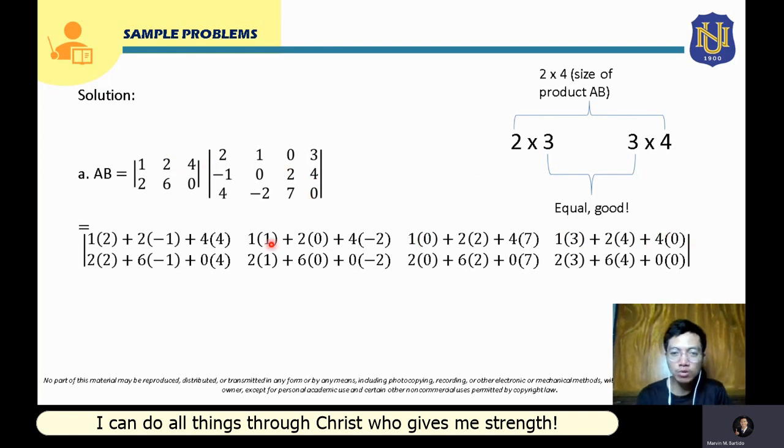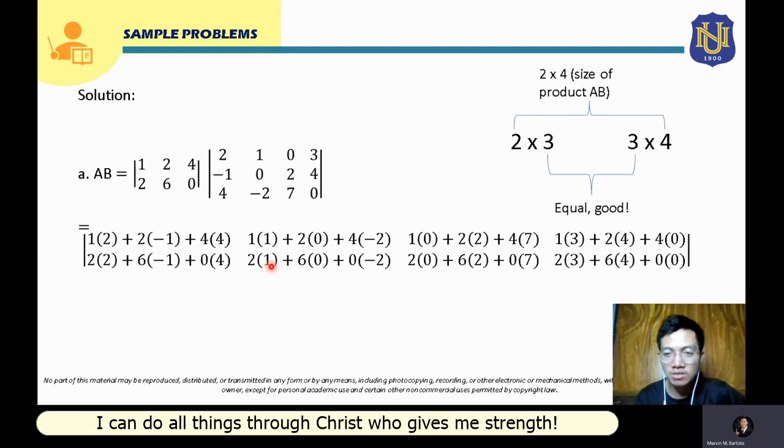Now, proceeding to the next row. What we're going to multiply here will be the second row of the first matrix, and you multiply that to the first column of the second matrix, for this element located in the second row and first column. So this will be 2 times 2 plus 6 times negative 1 plus 0 times 4.